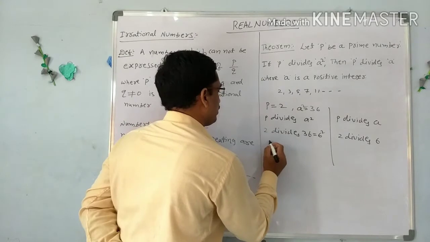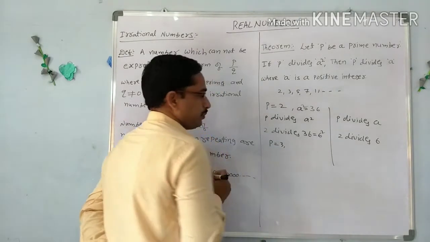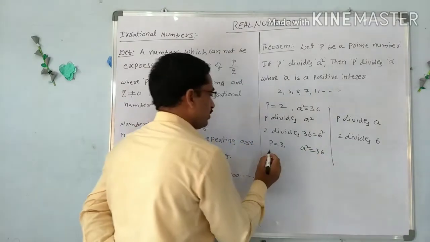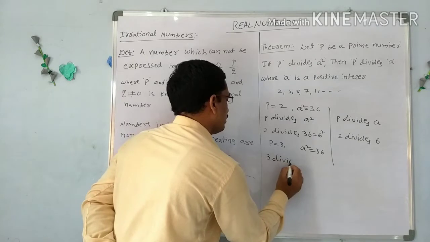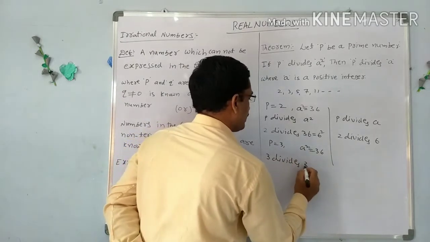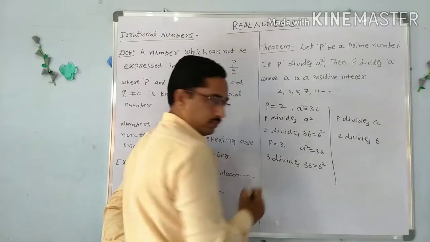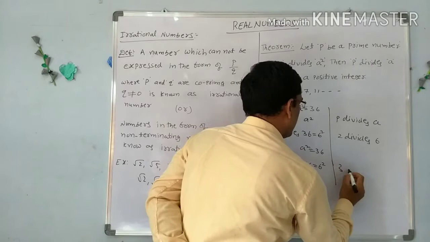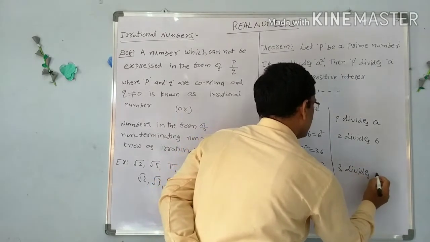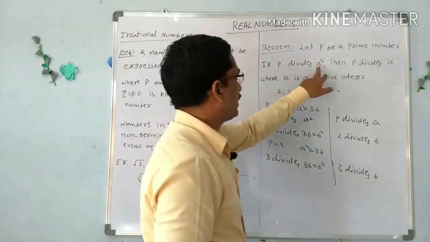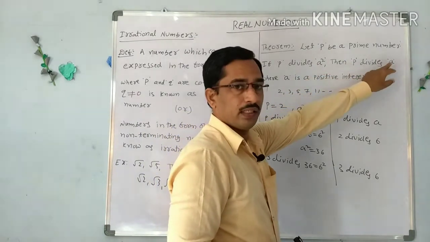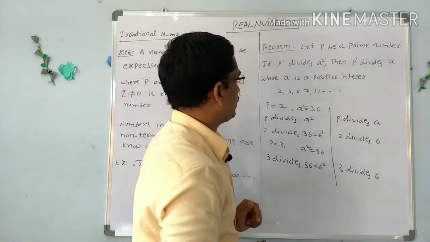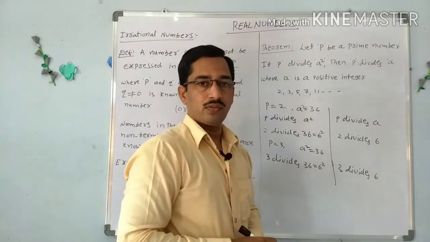Next, one more example. Take p equal to 3. Same, I am taking a square equal to again 36. We know that 3 divides 36, meaning 6 square. Then from this theorem, p also divides a, meaning 3 also divides 6. So if p divides a square, then p must divide a, where p is a prime number and a is any positive integer. Now let us see some exercise problems of 1.4.